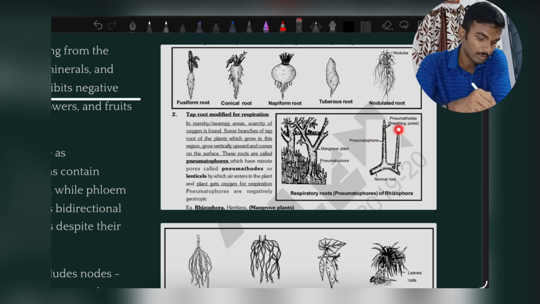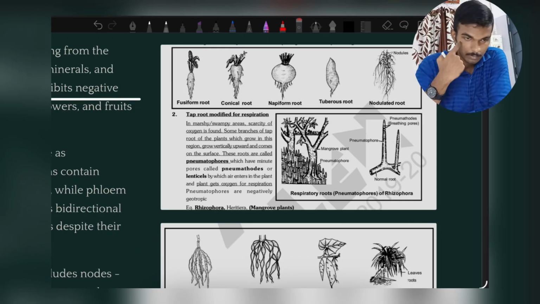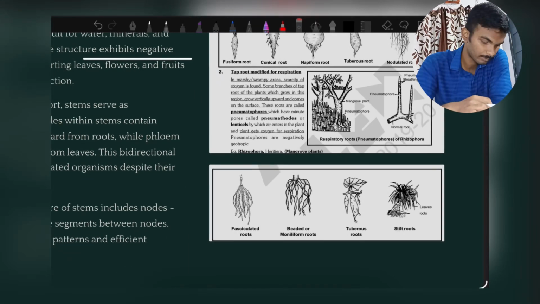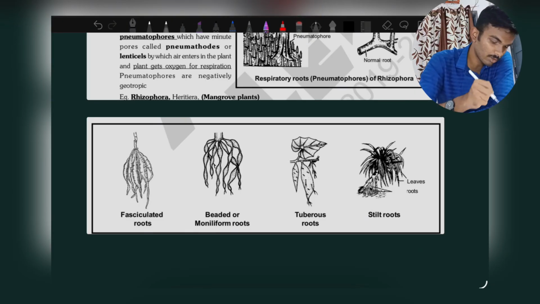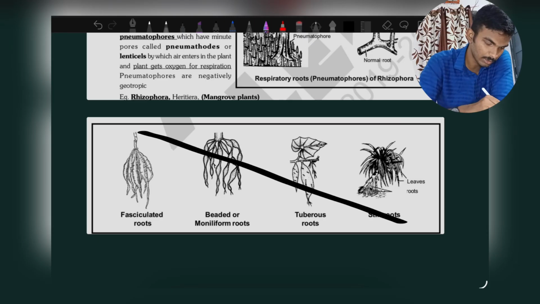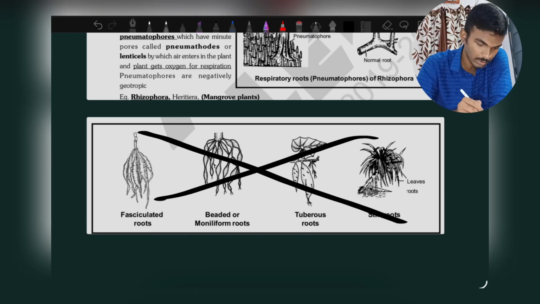Here are pneumatophores of Rhizophora, which are mangrove plants, that also grow in the Sundarbans of Bengal. This is fasciculated roots, this is beaded or moniliform roots. Well, this is not very important. This is tuberous roots, this is stilt roots, this one.